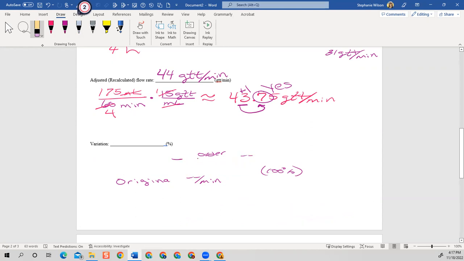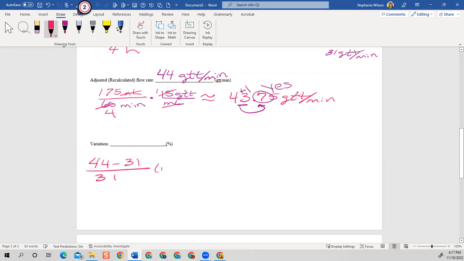Let's just clean it up. Save some paper room right here. All right, so let's rewrite this formula. I have the adjusted drops per minute minus their original, all divided by the original, and then we're going to multiply it by 100%. So now we have 44 minus 31, which is 13, over 31 times 100%.